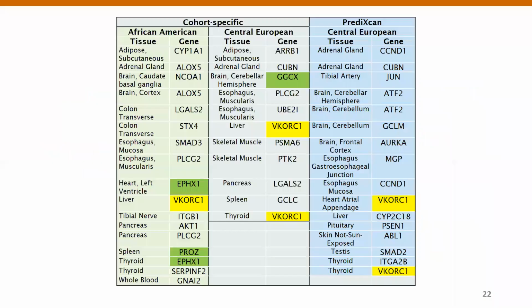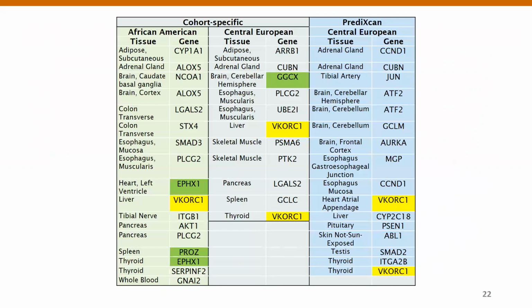Let me show you the signatures. So what you see here to the left is the signature that was trained on African Americans. In the middle, it's the cohort-specific signature trained on Central European. And to the right, you see the PrediXcan signature trained on Central European. So let me just point out some things here.